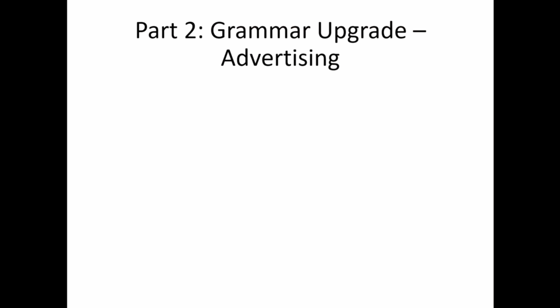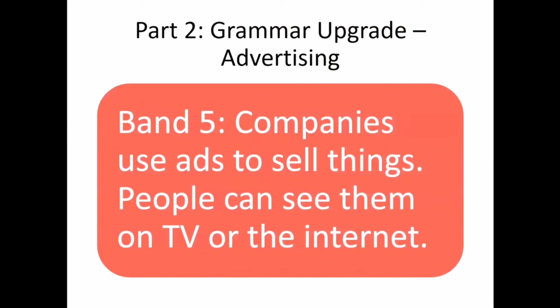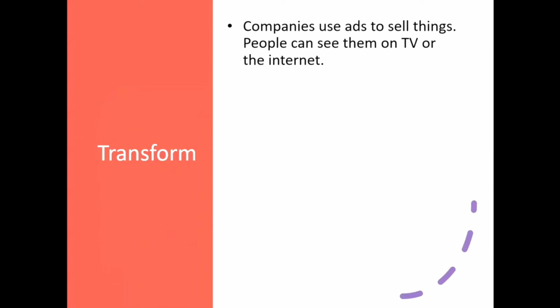Let's have a look at another grammar upgrade. So let's check out advertising. Advertising often comes up in writing and speaking. Let's begin with this. Companies use ads to sell things. There's that word things. We don't want that. People can see them on TV or the internet. So again, they're two short sentences. They're not complex. So we need probably to use something to join these sentences. A joining word, a linking word would be good. Let's see what happens. So we want to transform this.